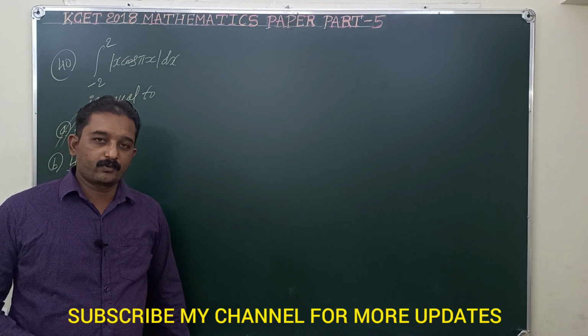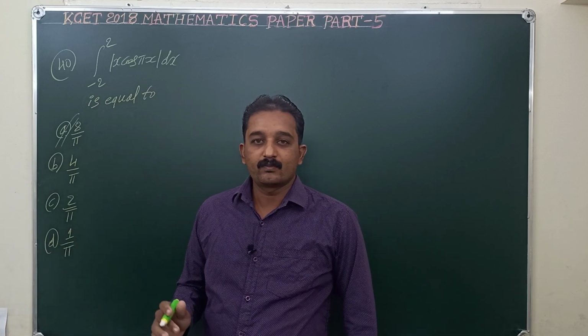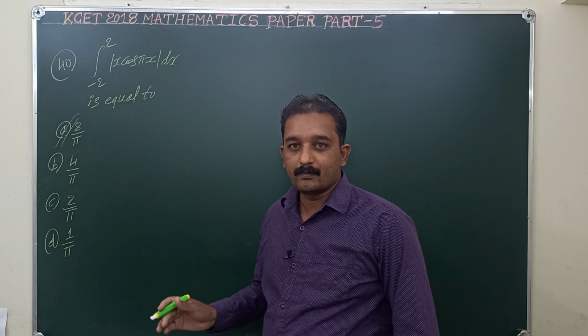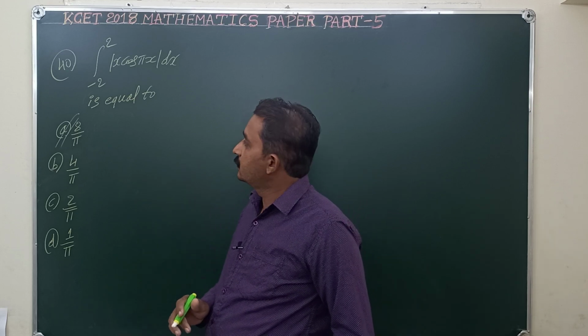In this video, I am going to solve KCET 2018 Mathematics paper part 5. Let us move on to the question. First, question number 40. This question is based on the chapter integrals, particularly properties of definite integrals. So let us see the question.